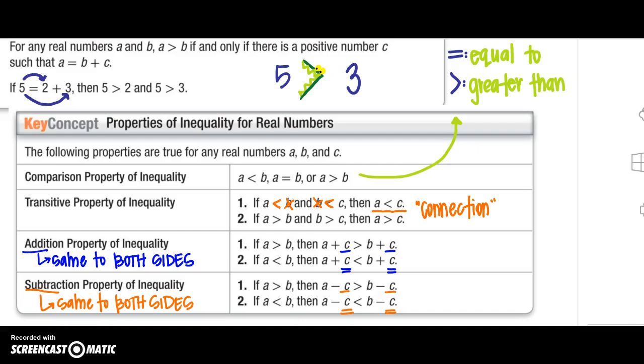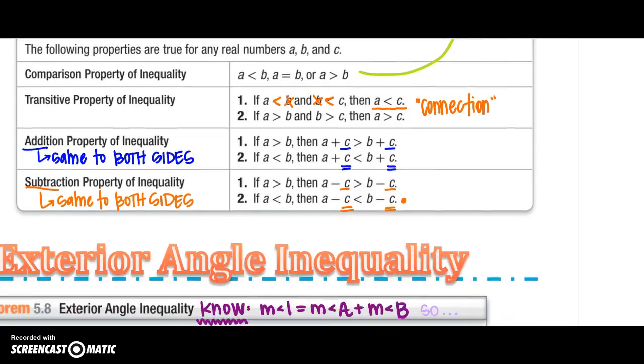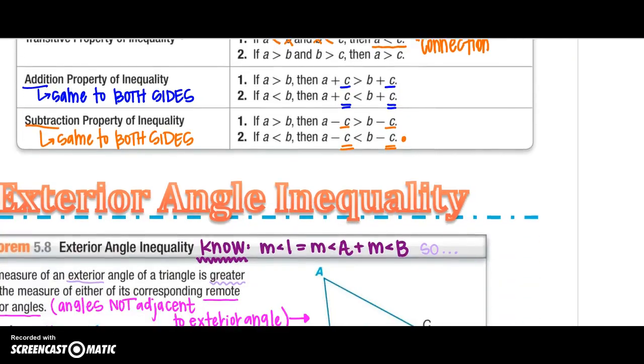And then subtraction is very similar to addition. We're just subtracting the same thing from both sides, really keeping it the same equation. So if A is less than B, I also know that A minus C is less than B minus C. So we can use those in the rest of our lesson as well, so keep on the lookout for those.